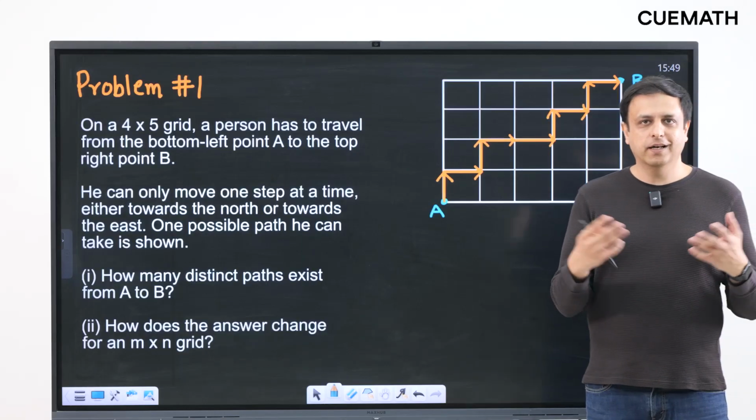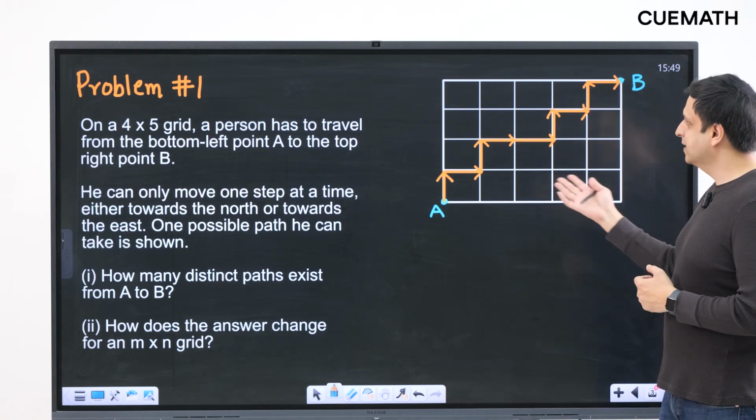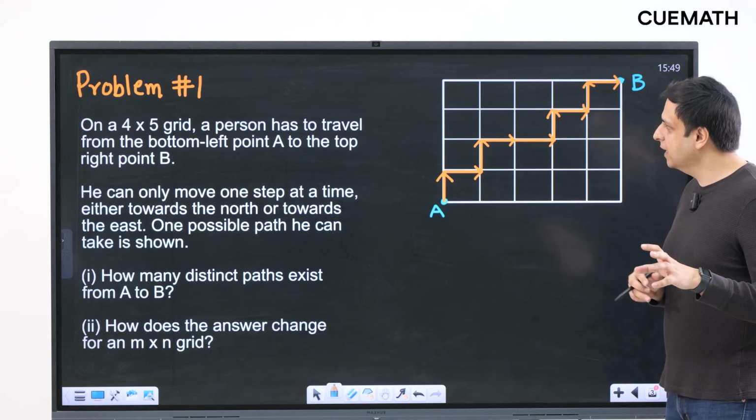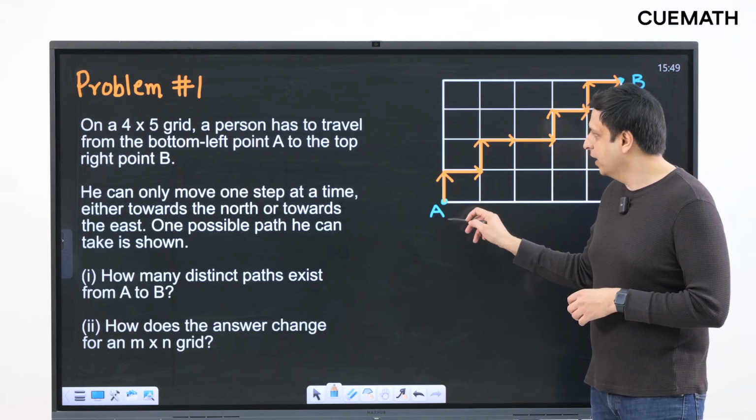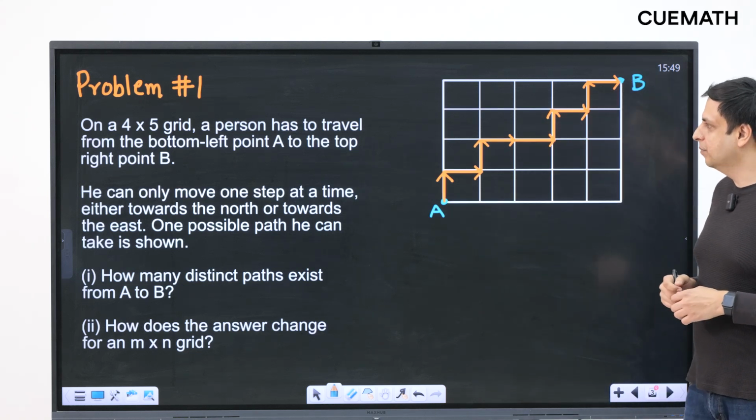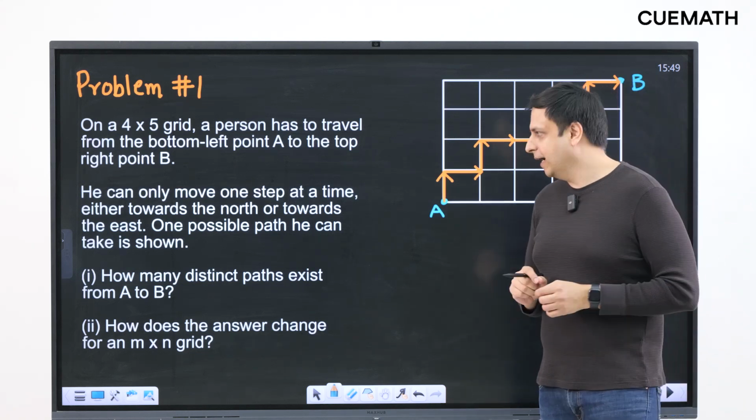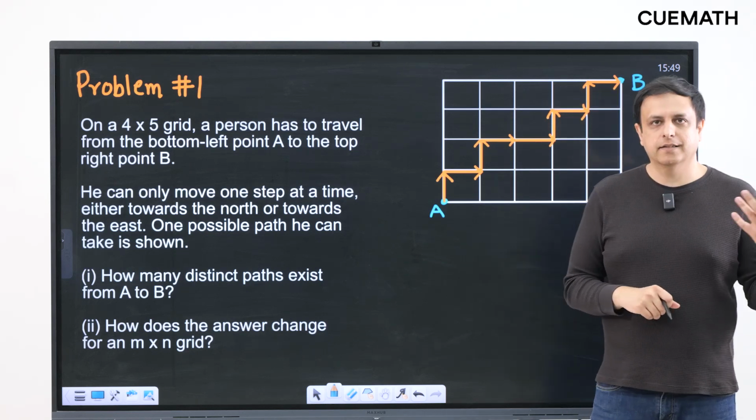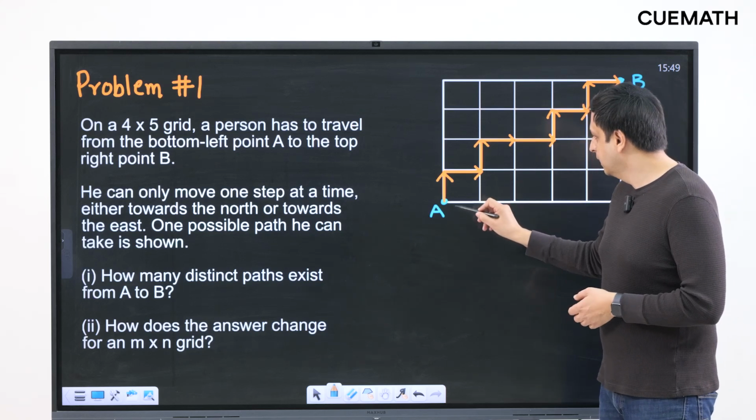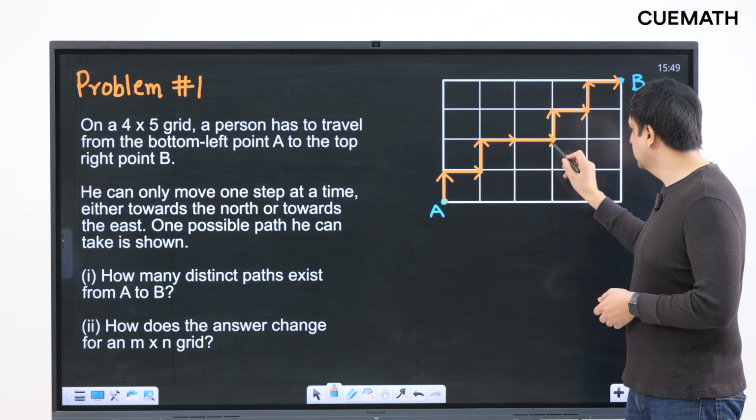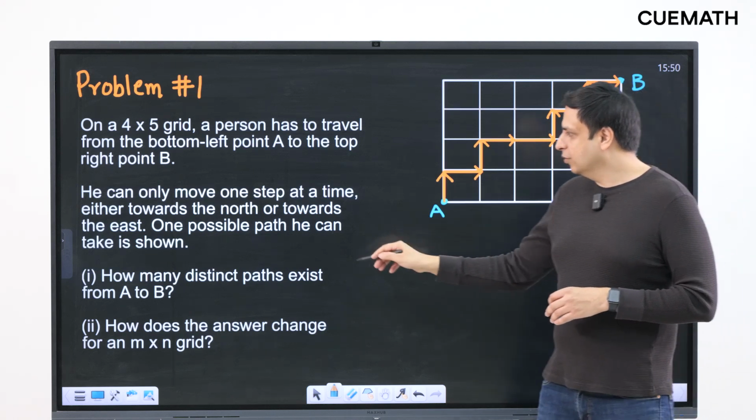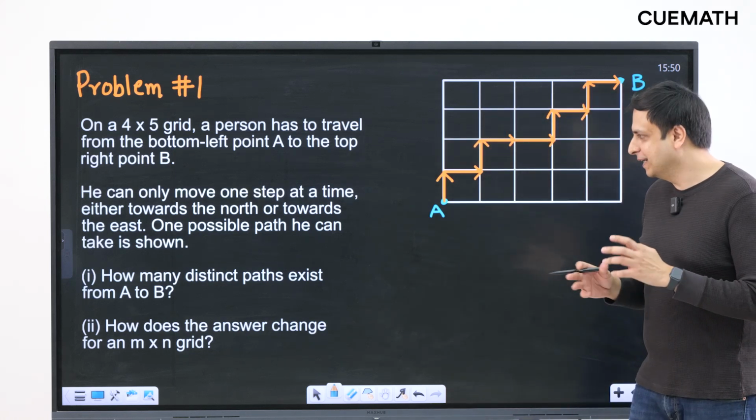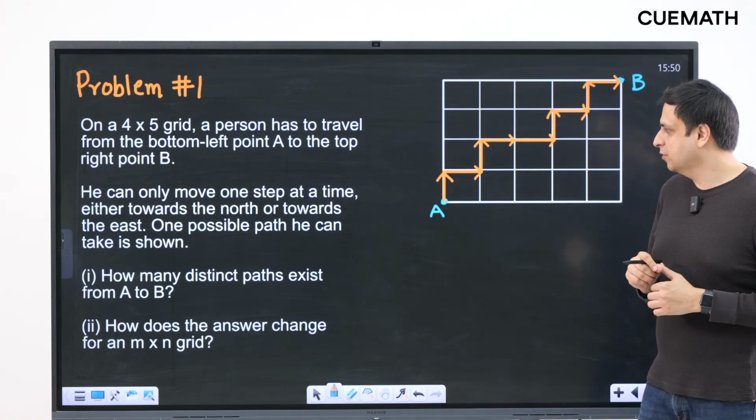So let's get started with our very first problem, which says: on a 4 by 5 grid like the one you see here, a person has to travel from the bottom left point A to the top right point B. He can only move one step at a time, either towards the north or towards the east, and one possible path he can take is shown. So you can see here that from point A, the person goes north, east, north, east, east, north, east, north, east, like this. And now the problem is, how many distinct paths exist from A to B? So that's what we have to count. How many distinct paths exist from A to B?